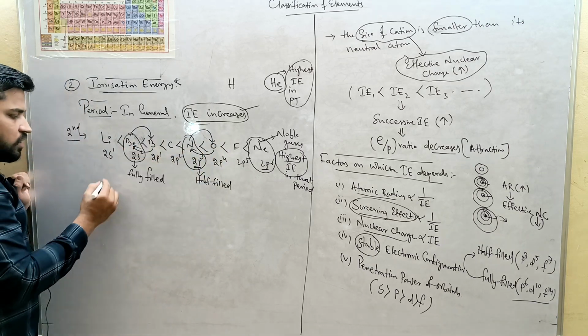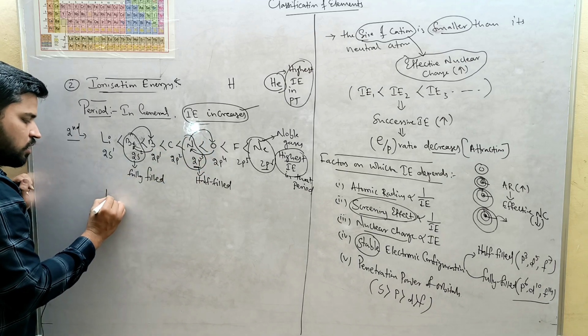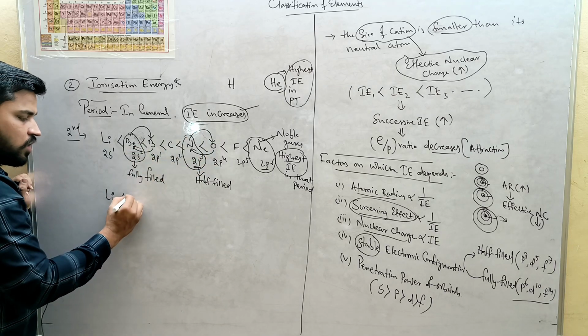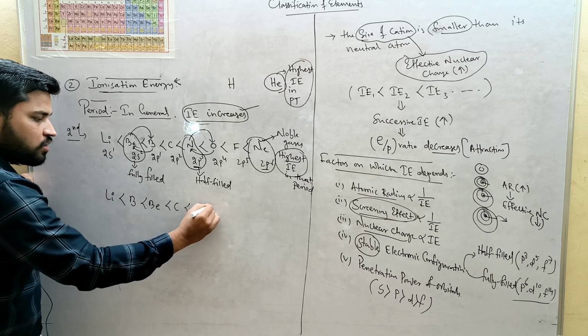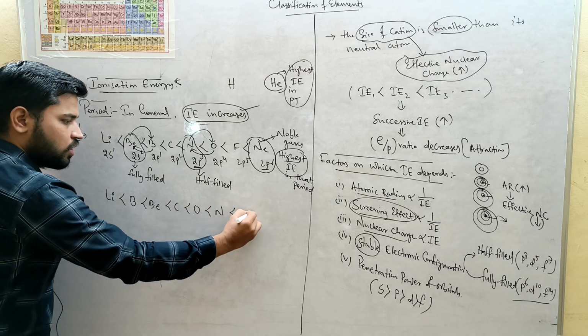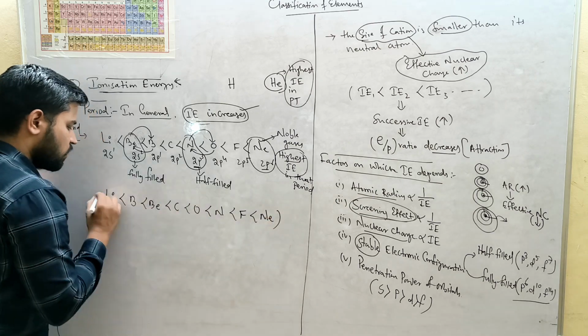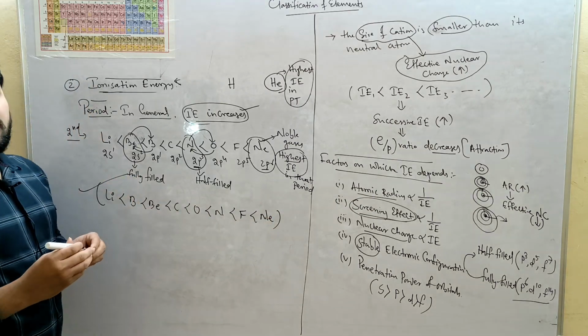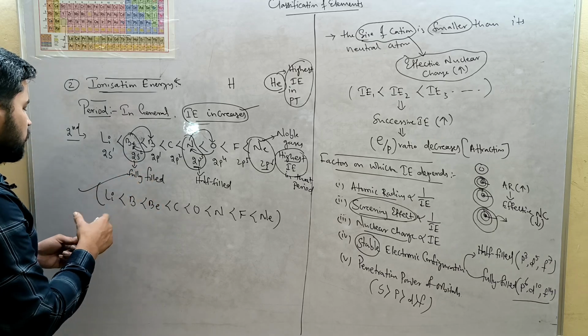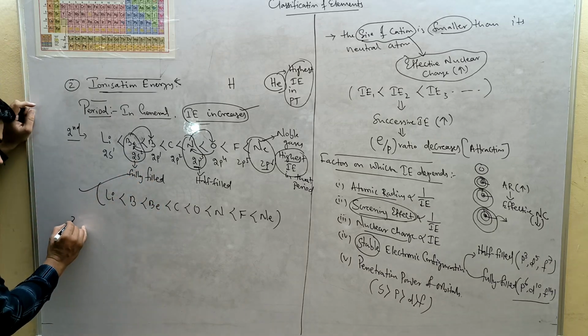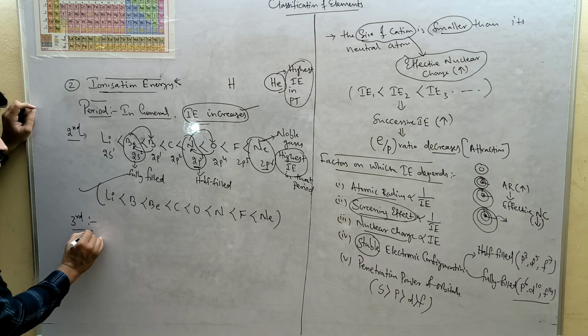So the final order we can write is lithium, boron, beryllium, carbon, oxygen, nitrogen, fluorine, then neon. This is the correct order of ionization energy values. Are you getting my point? So this is for the second period. Similarly, we can write for third period elements.